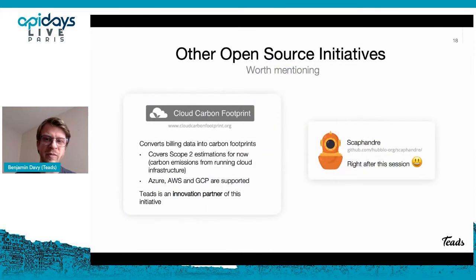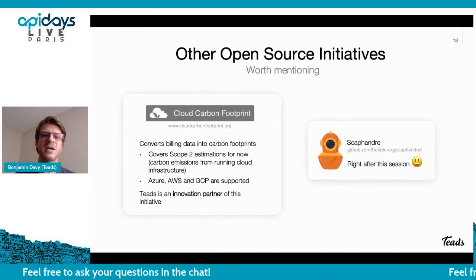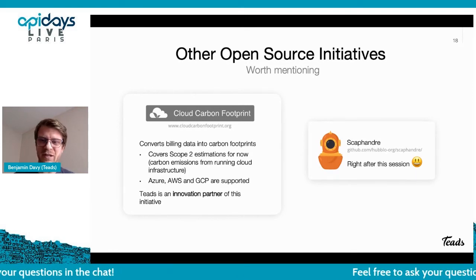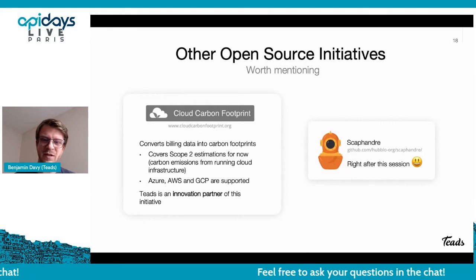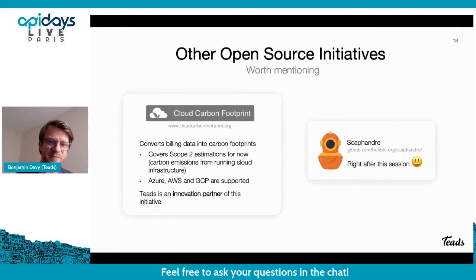And before wrapping up, I wanted to mention two other open source initiatives. The first one is the Cloud Carbon Footprint project that converts billing data into carbon emissions and that supports Azure, AWS, and GCP. It does not yet support manufacturing emissions, but it's on the roadmap. So I really suggest you have a look at it and maybe help contribute to build this tool. And the other one is Scaphandre, and you can stay here with us as it will be presented in the next session.